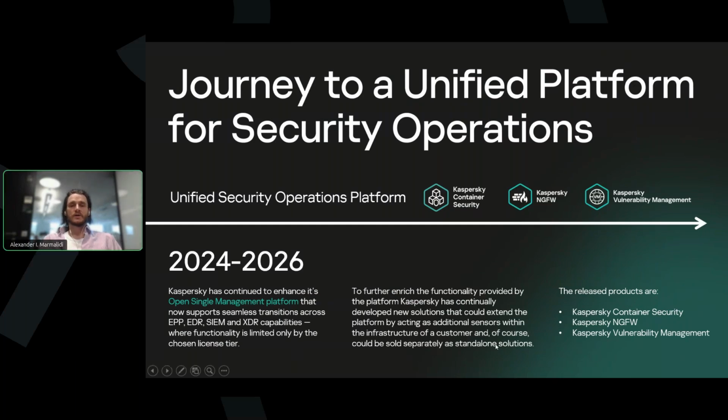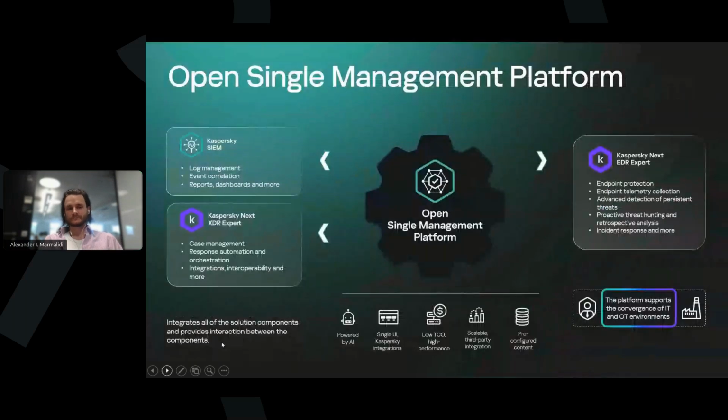And if we are talking about Open Single Management Platform, of course, it has immense benefits for the customers. Right now, you can see what products currently use this platform. So it's CM, Next XDR Expert, and Next EDR Expert. And well, basically, when the customer buys any of these solutions, they are getting themselves Open Single Management Platform. And when necessary, they can upgrade their license tier and they can unlock more functionality. This is very convenient. All the artificial intelligence features that I have mentioned are of course included in Open Single Management Platform, including Gen AI.